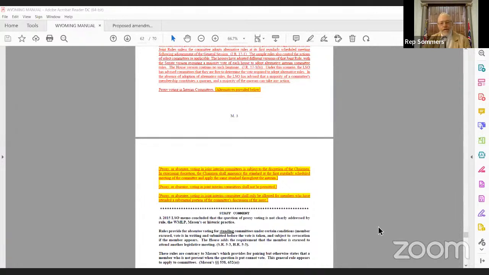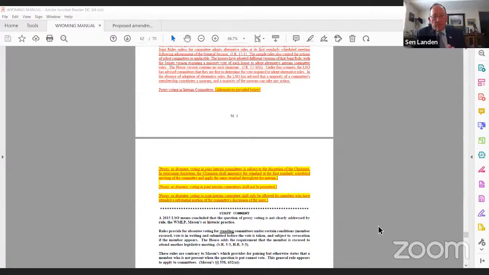And then I would add in, voting in joint interim committees shall only be allowed for members who have attended a substantial portion of the committee's discussion on the issue. So kind of a combination there, but I think if a chairman wants to make a decision not to allow absentee voting at all in his committee, I think that should be within his discretion. That's my 10 cents. Senator Landon? Thank you, Mr. Chairman. And that actually was the motion I was going to make, what you just said there. So I would make that motion.